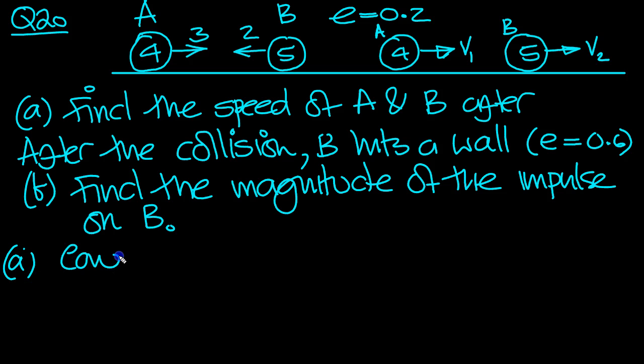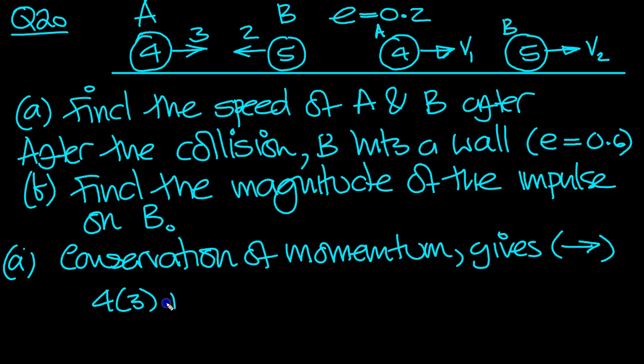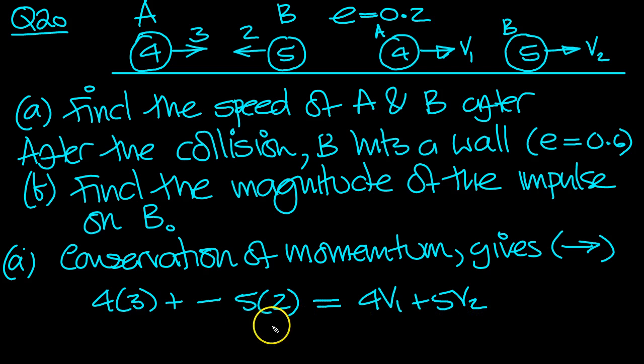So conservation of linear momentum gives, we're going to go in the forwards direction. So 4 threes are 12, and then it's minus 5 times 2, because it's a negative velocity, isn't it? So I'll put the minus at the front. The momentum before equals the momentum after: 4v1 plus 5v2. So 12 minus 10 is 2, equal to 4v1 plus 5v2. That's equation 1.